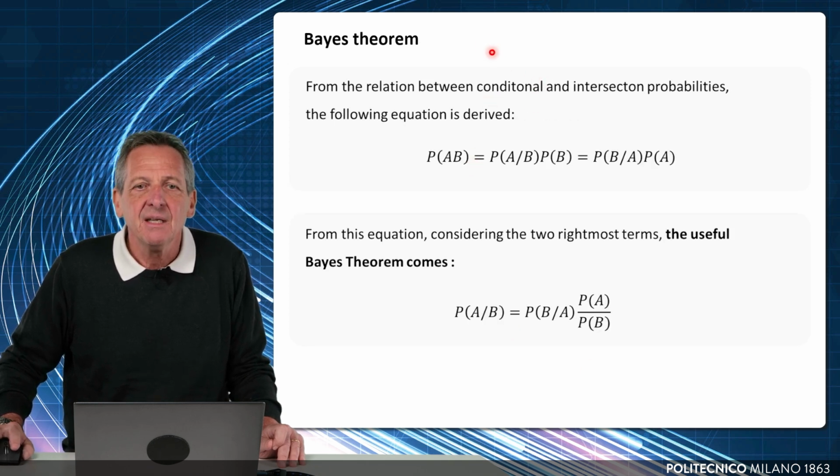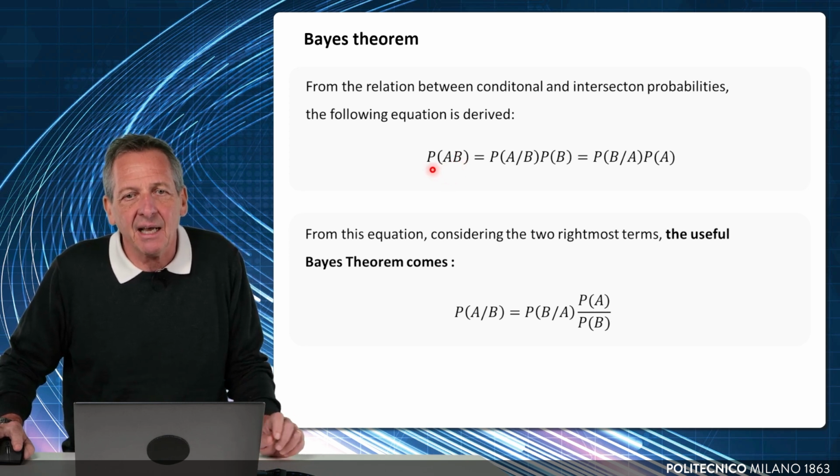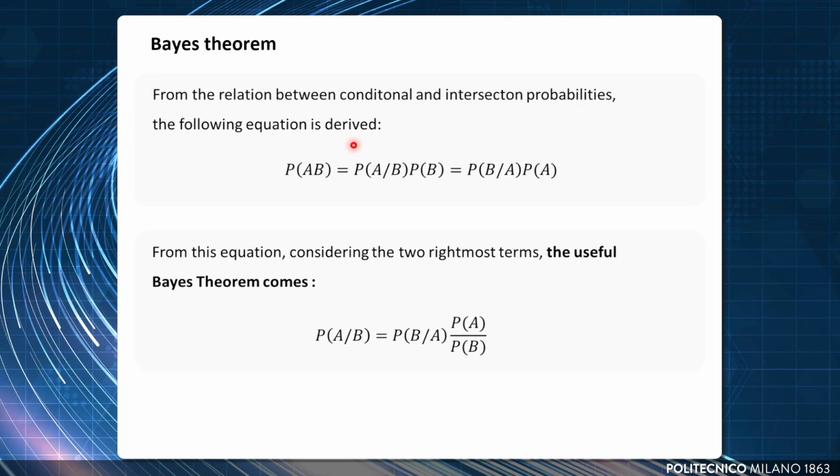Bayes' theorem. This is a direct consequence of the conditional probability. Since the intersection probability can be reverted, I mean the probability of AB equals the probability of BA, we can write this formula here. That is the probability of A given B times the probability of B equals the probability of B given A times the probability of A.